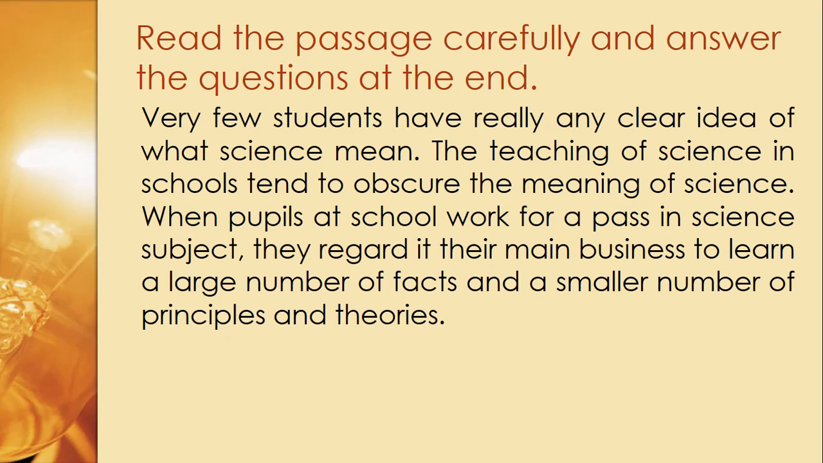The teaching of science in schools tends to obscure the meaning of science. So the way science is taught in schools actually hides the meaning of science. It does not explain what science means, it actually makes it more confusing. So our understanding becomes more confusing instead of becoming clear because of the way science is taught in schools.